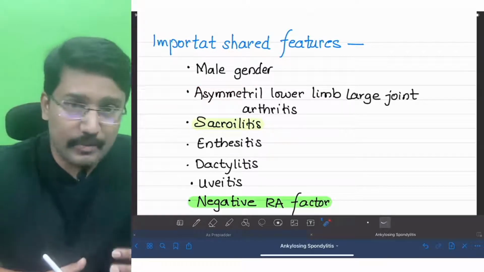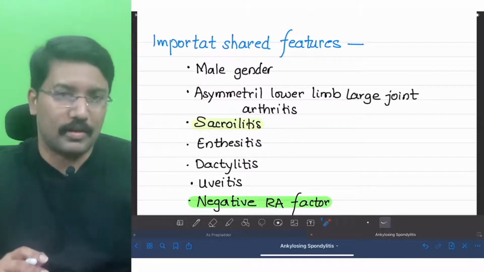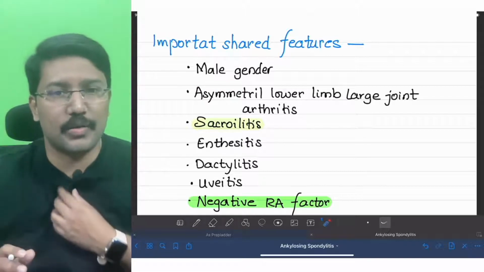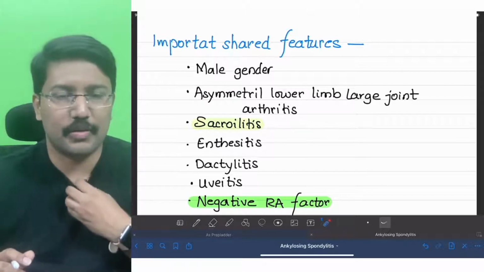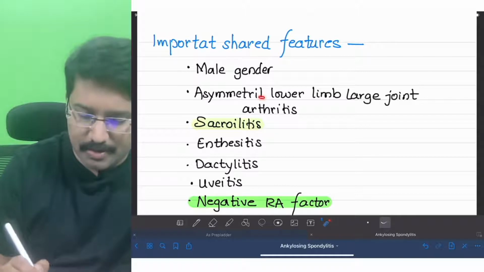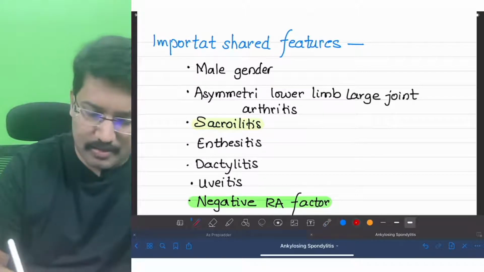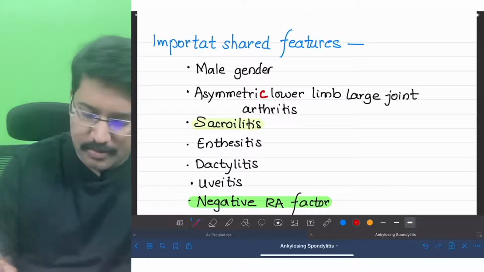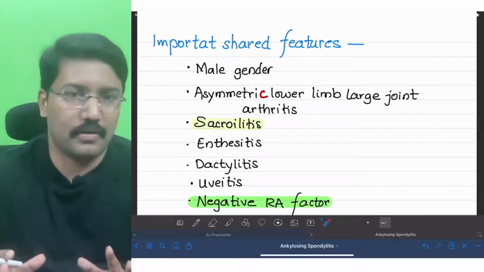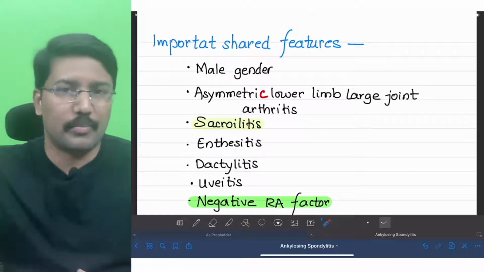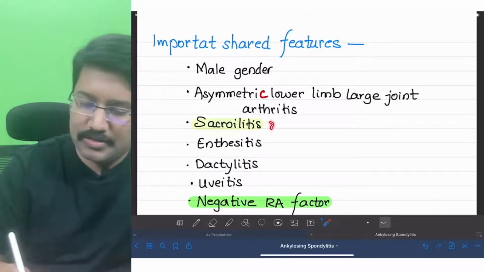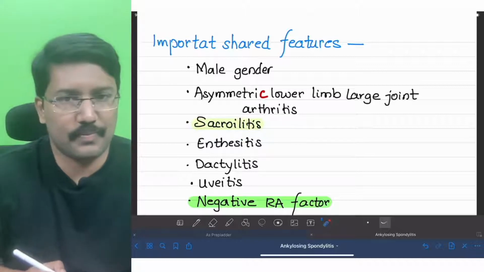The second manifestation is that even when we talk about ankylosing spondylitis, where the main joints affected are the axial joints, the peripheral joints are also affected. But that peripheral involvement is usually asymmetric, lower limb large joint arthritis. So when we say peripheral, we are talking about lower limb more than upper limb and large joints more than small joints.